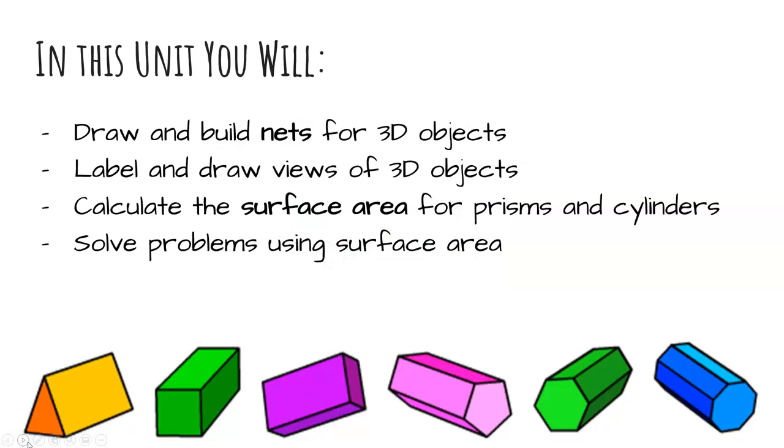In this chapter, we will eventually get to calculating surface areas for prisms and cylinders. We'll also solve some real-life problems with surface area, but as I said earlier, we're going to just start with this first bullet point of drawing and building nets for 3D objects.